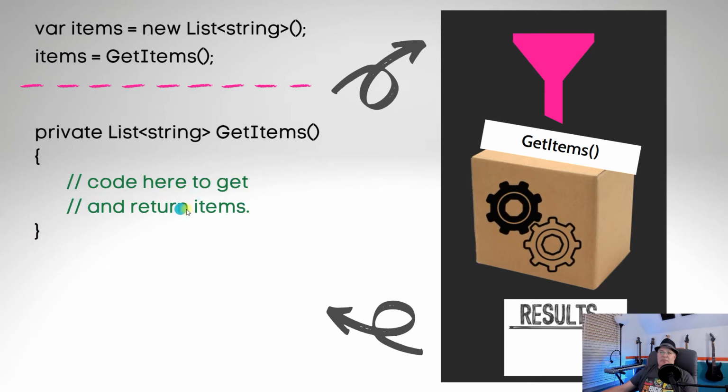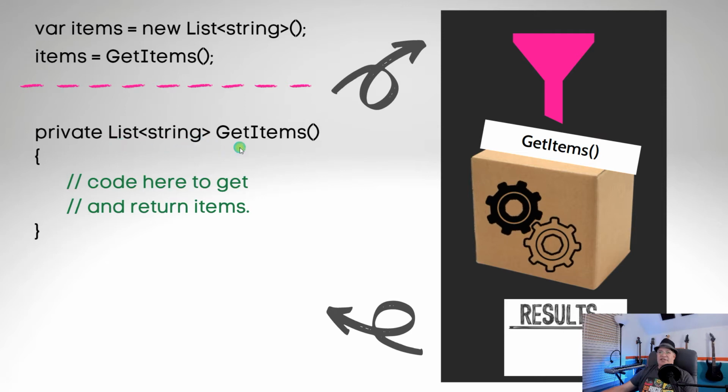These comments represent code that would be written to go and get items out of a database. When it's done, it's going to return the items. Well, is that an array? Is that a string? What is our return data type from getItems? That's this return type section right here.